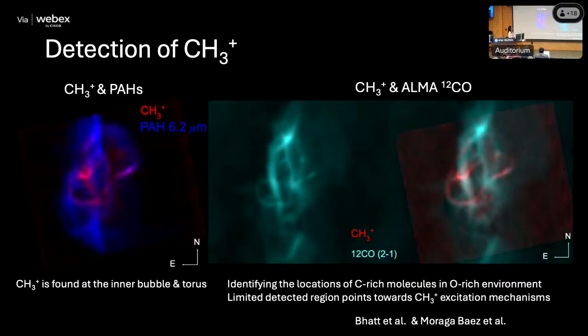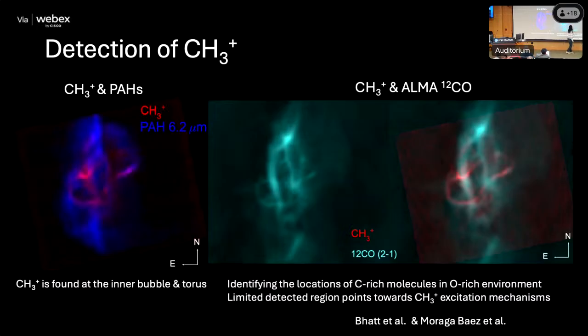And we have detected CH3+. That is considered to be one of the carbon-rich molecules which may be involved in the formation of PAHs. Resolution is not really great, sorry. In this image, pink is CH3+, and the blue one is PAHs. I hope you can see that CH3+ is sitting just inside of the PAHs and almost corresponds to molecular hydrogen. And if you compare with the ALMA CO, it's even more amazing.